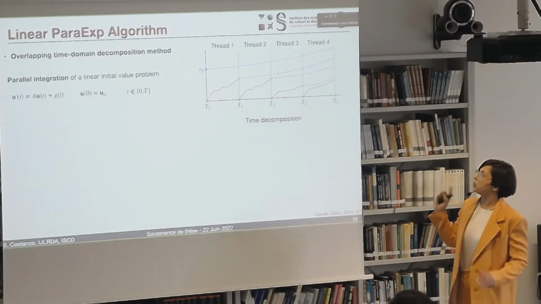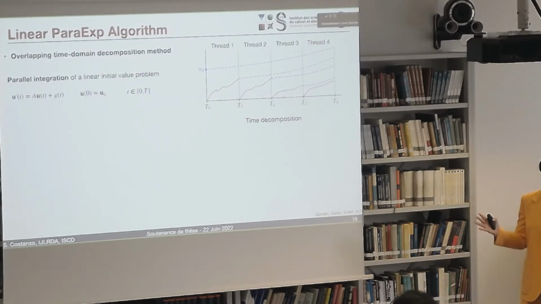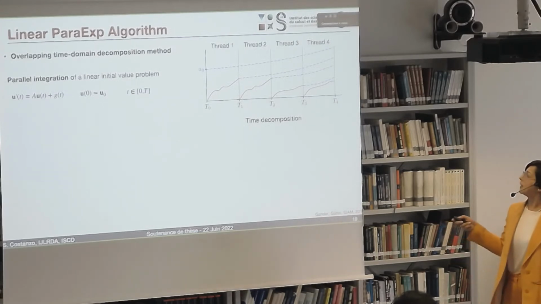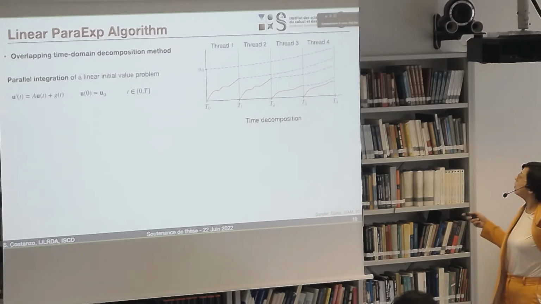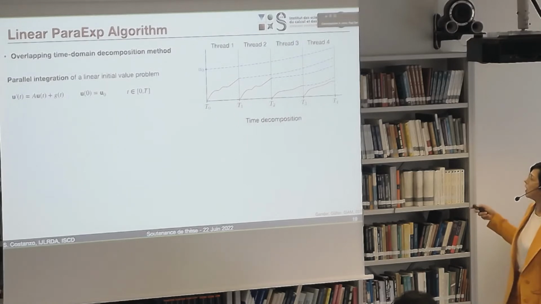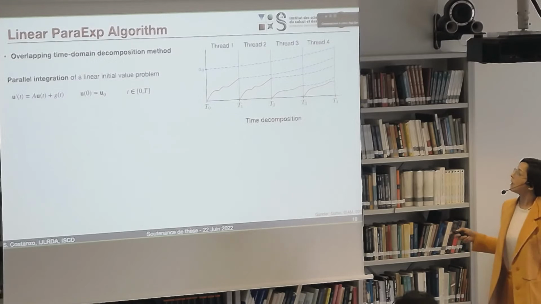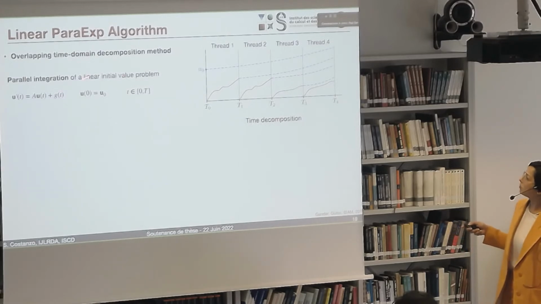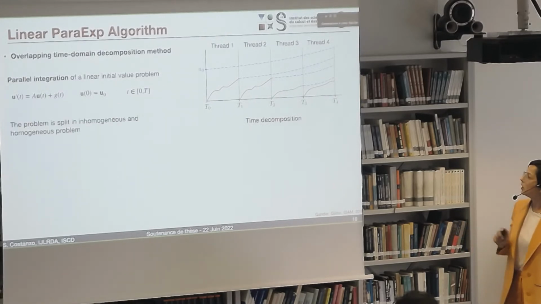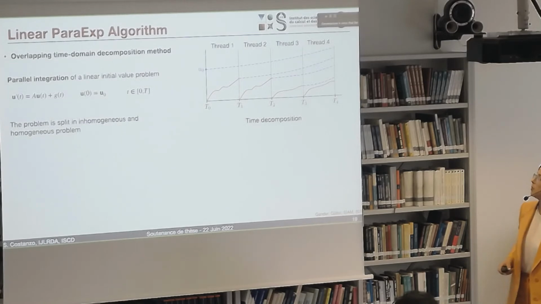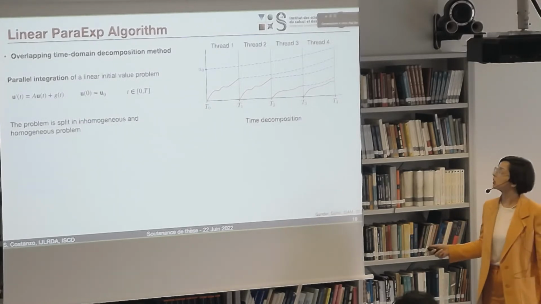This one is applied on the linear direct problem. Okay? So we get an overlapping time domain, so we decompose the time interval. Here we have a regular partition, uniform partition, sorry. And we want to integrate in parallel this linear initial value problem. What we do, we split this problem into inhomogeneous and homogeneous. Okay?